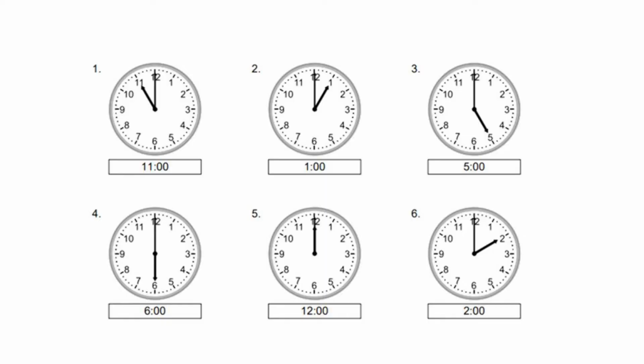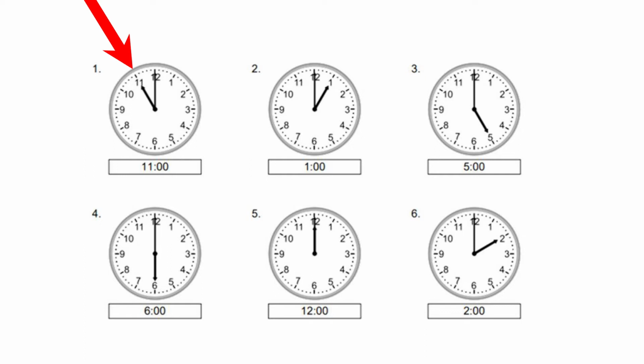Finished? I'm excited to see those clocks. You drew those clocks, you wrote the numbers in, and you drew the hands? All right, let's see if you have those answers correct. Once again, we have 6 clocks. The first one, you had to find 11 hours or 11 o'clock.